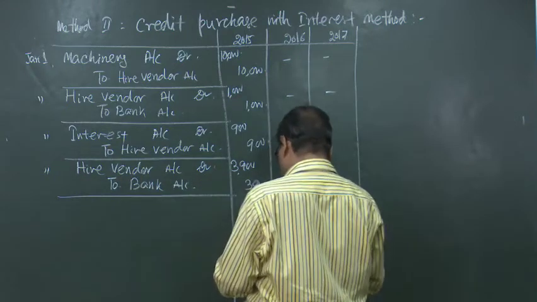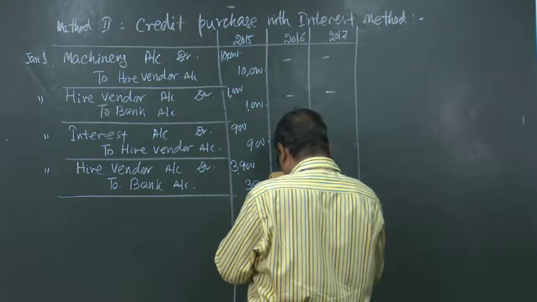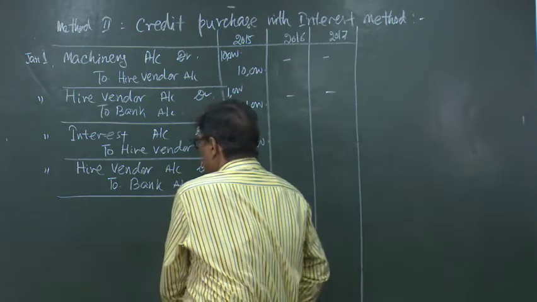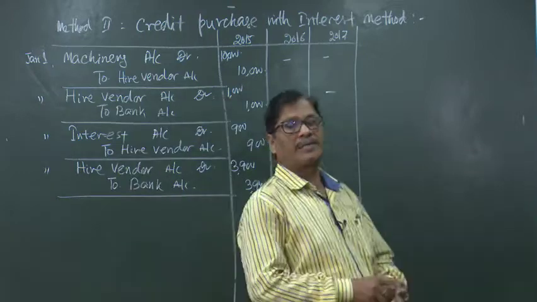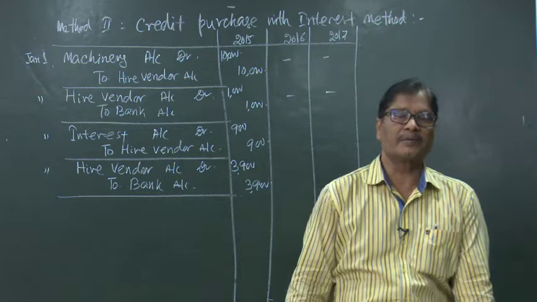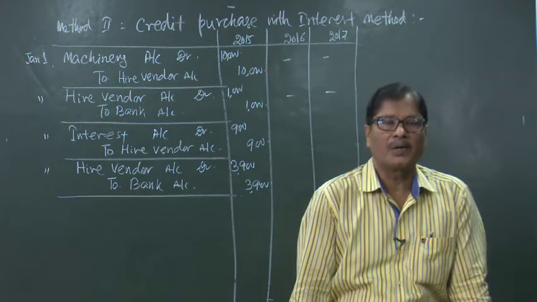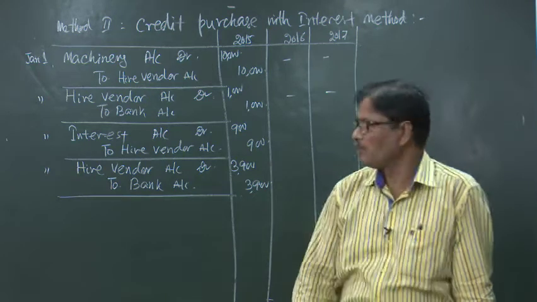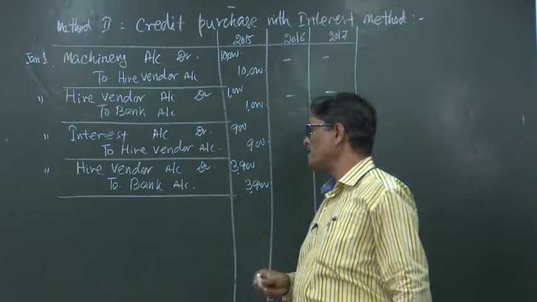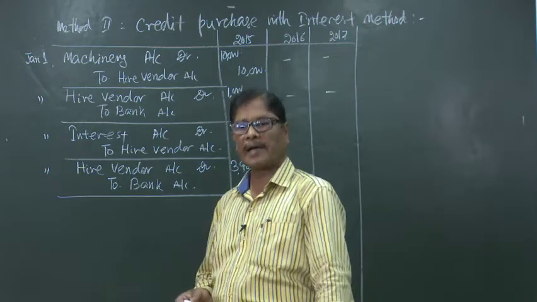Now, coming to the second last entry, why will hire vendor account be debited 3,900? Because debit the receiver. When we are giving 3,900 rupees, debit the receiver, that is hire vendor account debited to what? What is going out? The cheque, to bank account 3,900. Then the time comes to provide depreciation at the end of the year.